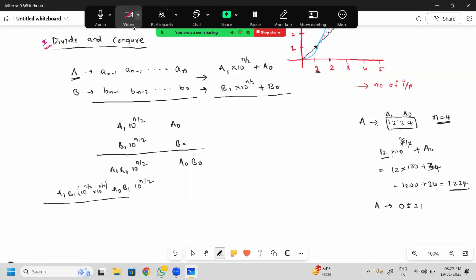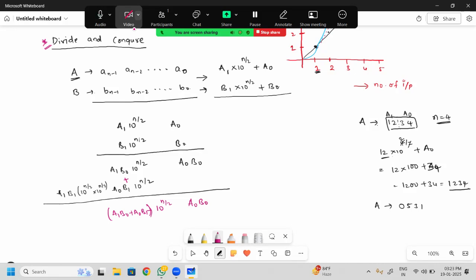So now I need to perform the summation operation on these terms. How will it be performed? First one, this is A naught B naught. Next, if I write plus between these two, I need to perform addition on these two. So when I do the plus operation, A1 B naught, A naught B1, and I am going to write this term as a common term. So 10 to the power of n by 2 into A1 B naught plus A naught B1.